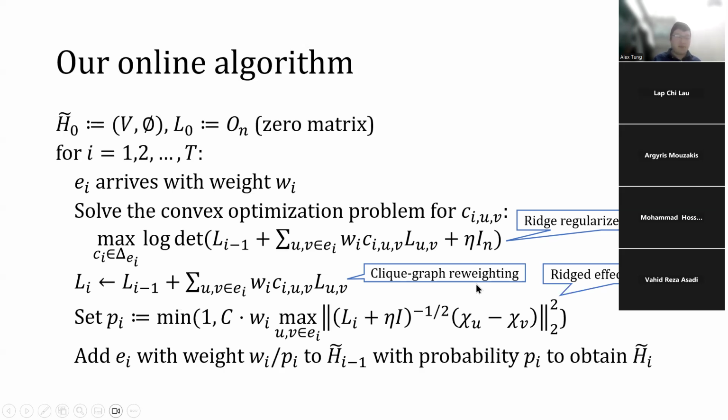And then just as what we would do for all sampling algorithms, we add the hyperedge Ei with weight Wi divided by pi, with probability pi. So are there any questions about how the algorithm goes?